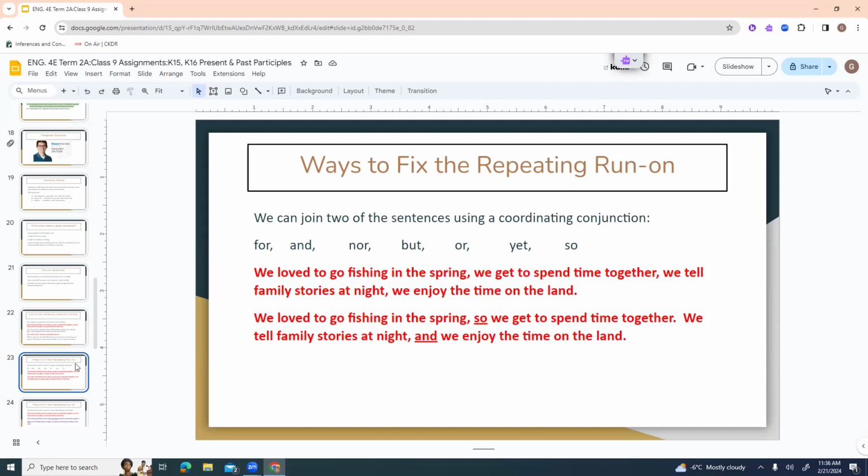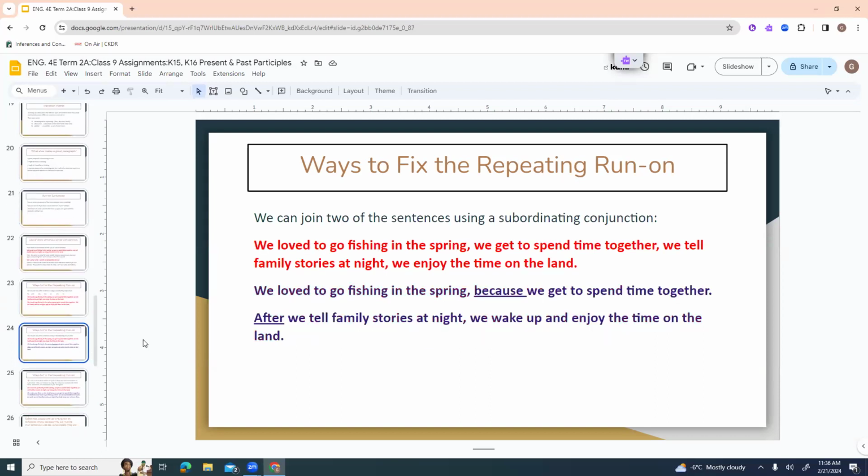We tell family stories at night and we enjoy the time on the land. So there you're beginning to get that flow in the sentences, but you're doing it using a conjunction rather than just trying to use a comma. A comma basically isn't strong enough to create the kind of flow that we want.